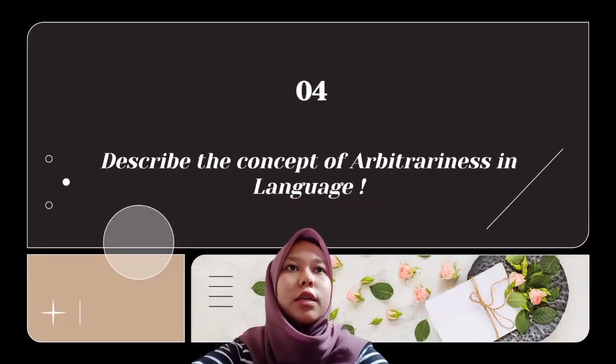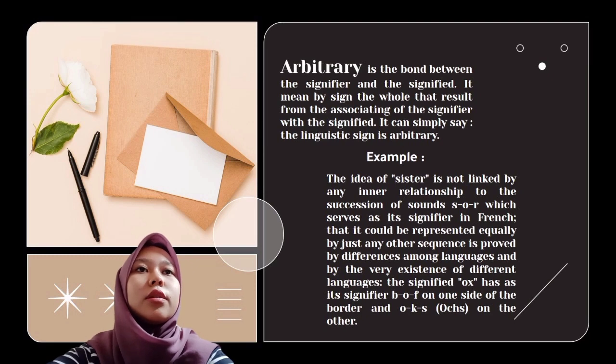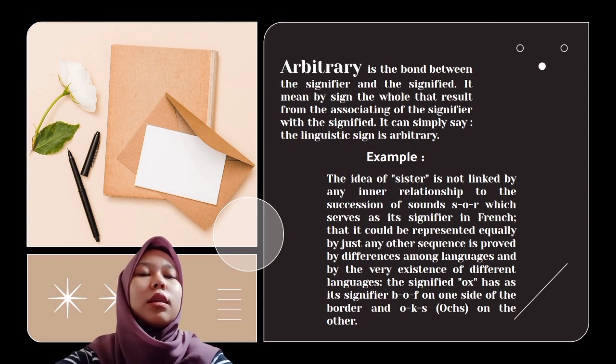Okay, for the next topic, describe the concept of arbitrariness in language. Arbitrary is the bond between the signifier and signified. It means by sign the whole that results from the associating of the signifier with the signified. We can simply say the linguistic sign is arbitrary.